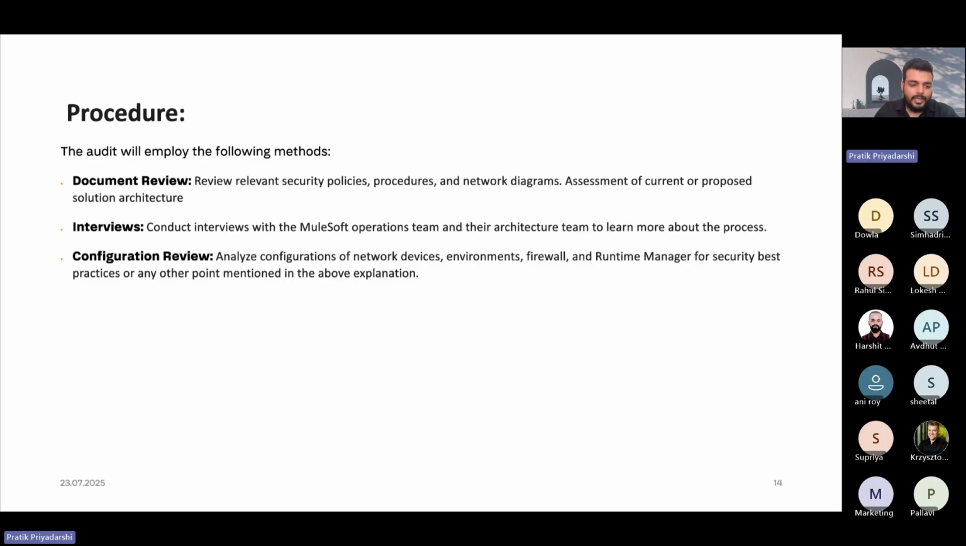We also carry out a configuration review. We examine your network devices, firewalls, environment configurations, and Runtime Manager setup, and we ensure that these settings reflect secure baselines and comply with the governance standards. So overall, with these three methods, we provide a well-rounded view of your security posture. We combine technical insight with operational context. It's not just an audit, it's a tailored discovery process that supports your actionable outcomes.